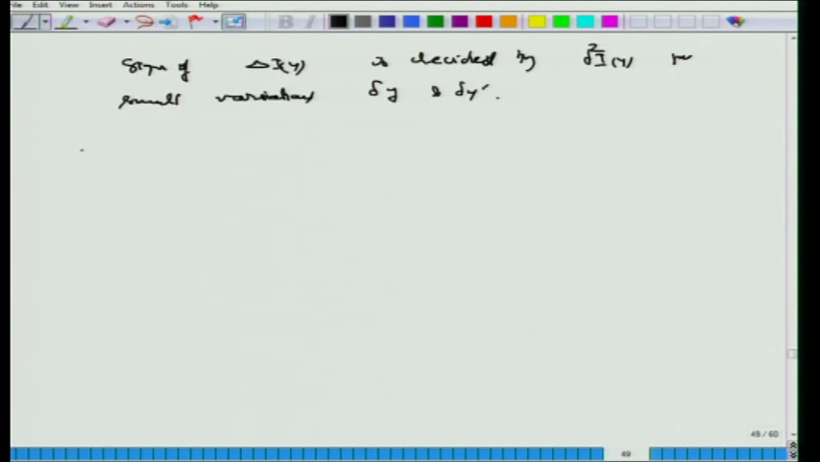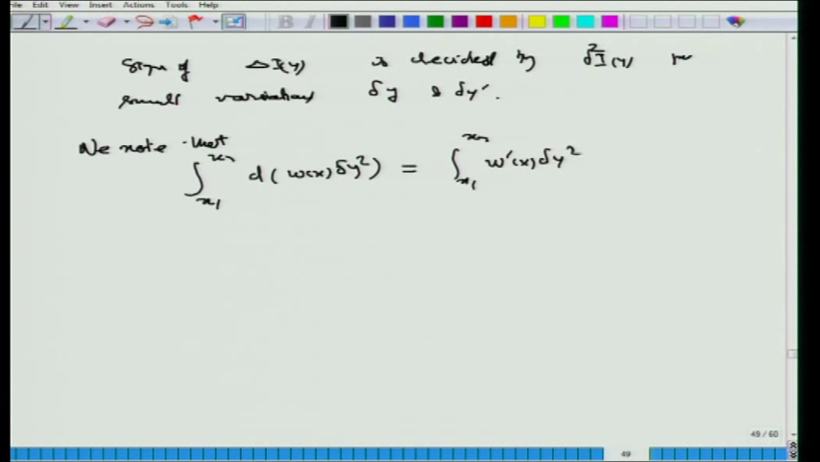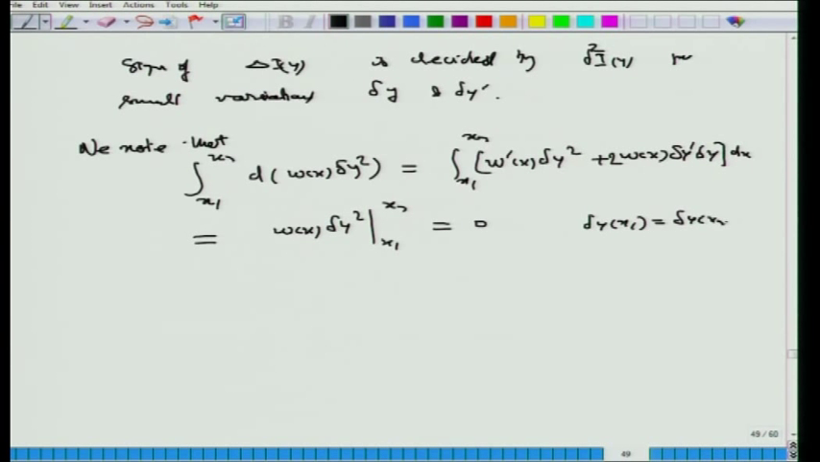So what we do here is we note that the integral from x1 to x2 of d of some function, let us say w(x) delta y square, is actually the integral from x1 to x2 of w prime(x) delta y square plus 2 w delta y delta y prime dx. But on the other side, this is w(x) delta y square evaluated from x1 to x2, and this is 0 because delta y at x1 as well as delta y at x2 is 0. And so this term we can add to this.